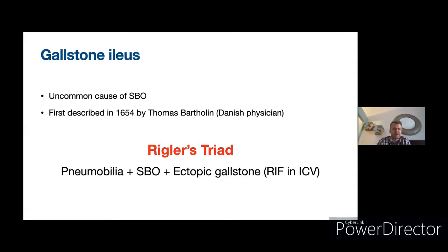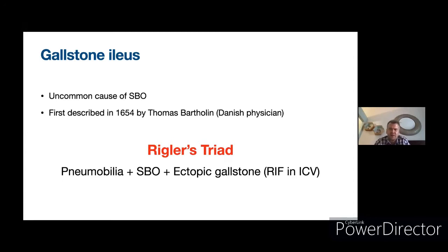Just a little bit about the diagnosis that we're presenting today. Gallstone ileus is an uncommon cause of small bowel obstruction. It's quoted to be about 1 to 4% of small bowel obstruction overall. However, amongst older patients, it does play a more prominent etiology in small bowel obstruction. It was first described in 1654 by Thomas Bartholin, who was a Danish physician.